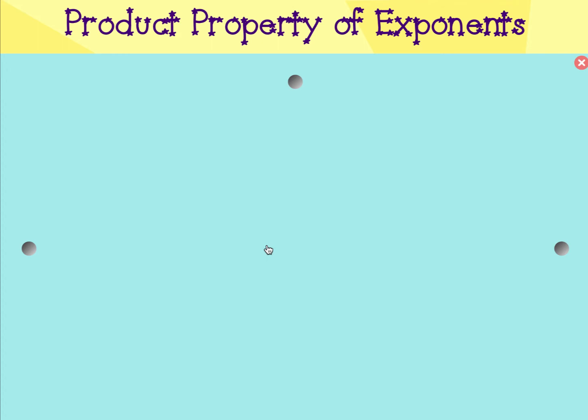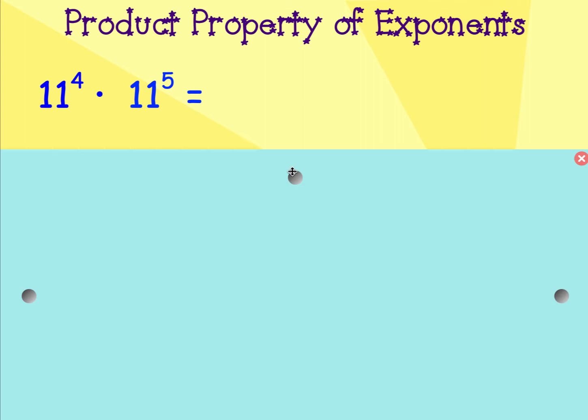So in this video, we're going to look at the product property for exponents. Okay, so first let's go ahead and look at this problem. If I wanted to write this in expanded form, I would say, okay, well, 11 to the fourth means I write 11 times 11 four times.